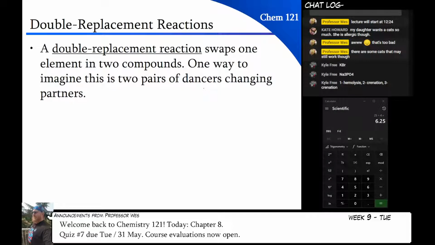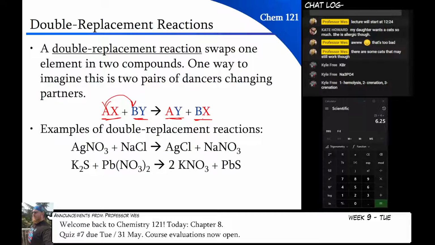So here's an example of that. Here's a first compound. Here's the second one. I swap A and B, and I get two new compounds, as opposed to one new compound. So that's double replacement. And again, more examples of that. You can look at these slides later.